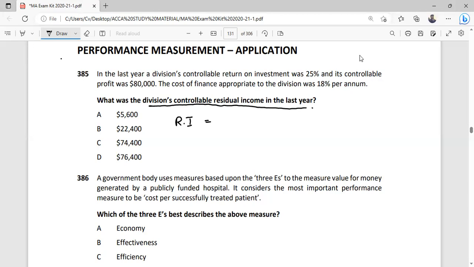Here he is saying that our controllable profit is $80,000. So we have $80,000 minus notional profit. Notional profit is not provided in the question. So now we can calculate notional profit, which is equal to capital employed. Capital employed is not provided, multiplied with cost of capital, and the cost of capital is 18%. So it means now we need to determine controllable investment or capital employed.